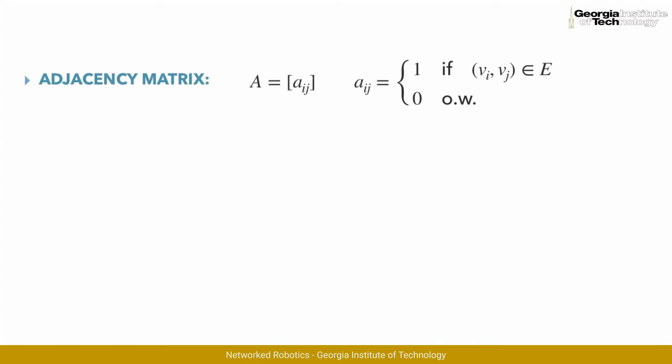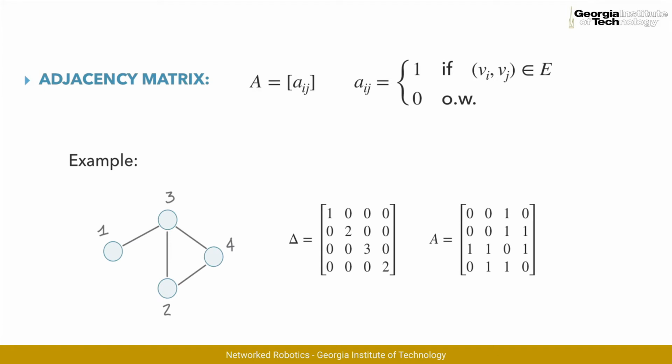The second matrix we introduce is the adjacency matrix. For a graph with n nodes, the adjacency matrix is a square matrix of size n, where the element ij is equal to 1 if there exists an edge between i and j. For an undirected graph, the adjacency matrix is always symmetric. For the graph in the example here, we can easily compute the degree and adjacency matrix.